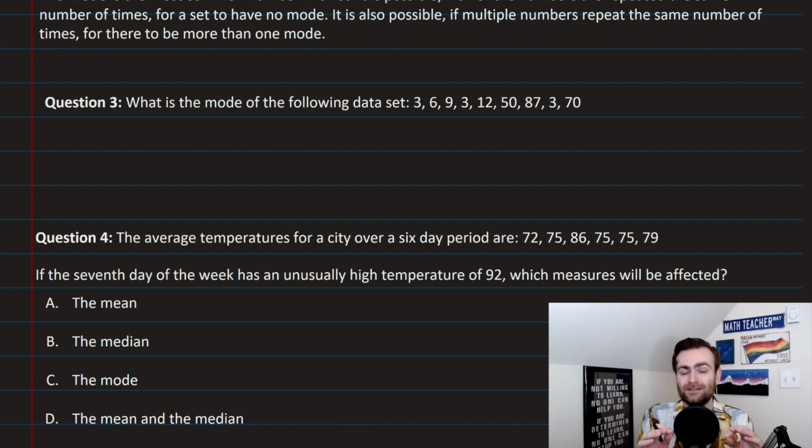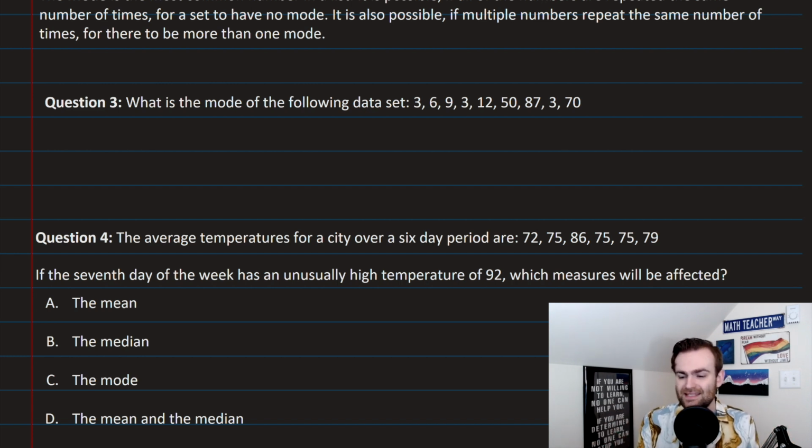Now, if no numbers repeat, or if all of the numbers repeat the same number of times, there is no mode. But if multiple numbers repeat the same number of times, and that's the most, then there is the possibility of having more than one mode. I know it's a little strange, but just think of it as the most repeated number, or numbers if there's multiple.